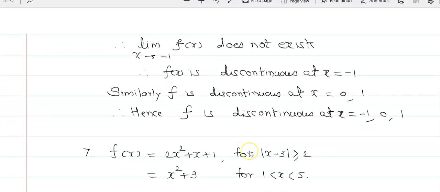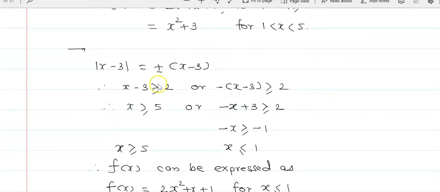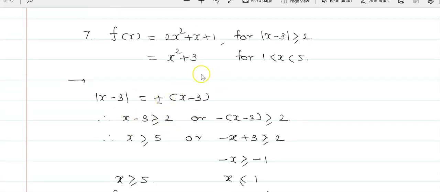Now we will see this here. f(x) equals 2x squared plus x plus 1 for mod of (x minus 3) greater than or equal to 2, equals x squared plus 3 for x lying between 1 to 5. That is, mod of (x minus 3) equals plus or minus (x minus 3). Now mod of (x minus 3) is greater than or equal to 2. It's like this: x minus 3 greater than or equal to 2, and minus (x minus 3) greater than or equal to 2.